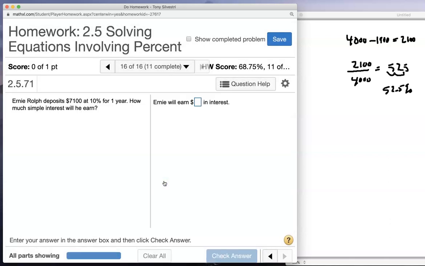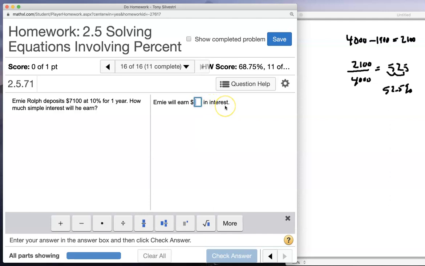And the last question: Ernie deposits $7,100 at 10% for 1 year. How much simple interest does he earn? Very nice problem, because everybody likes money. They like to put it in the bank. Most people do, and you get interest. This is not exactly how the bank calculates the interest, but this is simple interest. What they're saying is, simplistically, at the end of a year, you take 7,100 and multiply by 10%. That's the interest, in addition to the original 7,100.